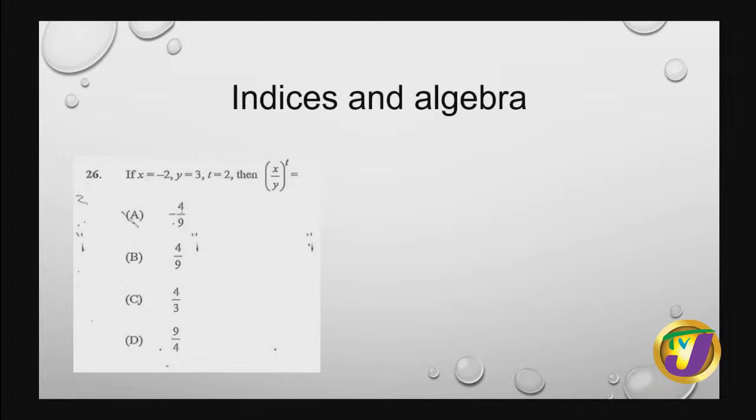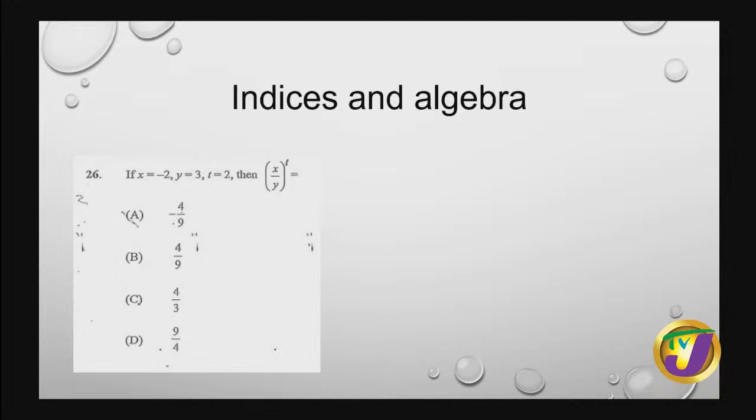If X equals -2, Y equals 3, T is equal to 2, then (X over Y) all raised to the T power. What is the value for that? And let us look at it on the board before we run through it on the screen, just to ensure that we all are following and I haven't left anyone behind.